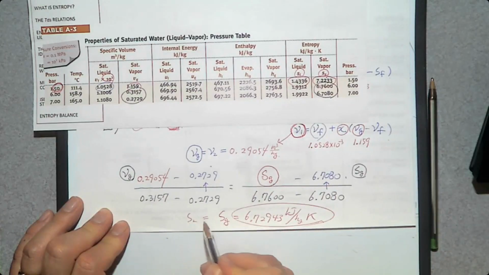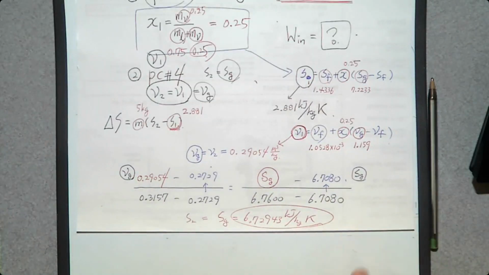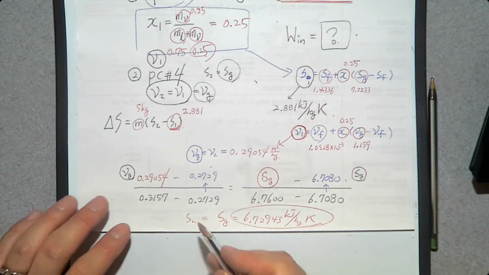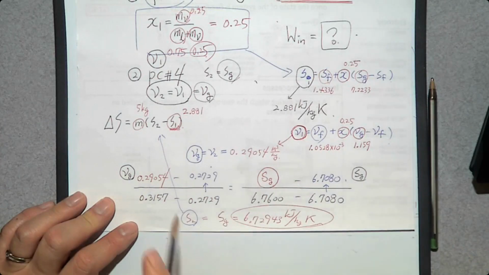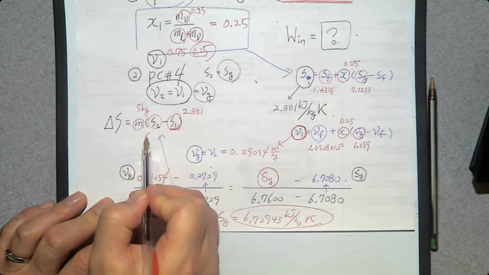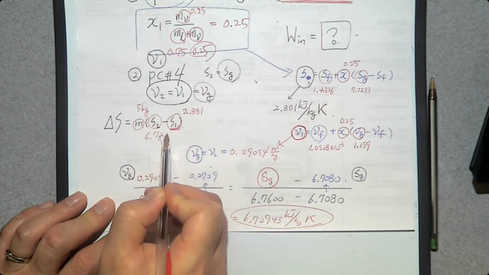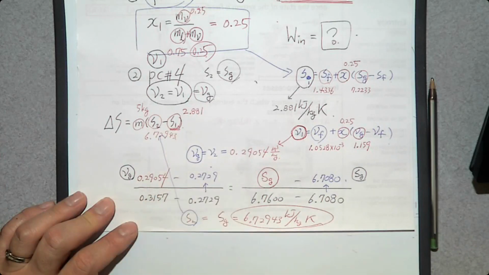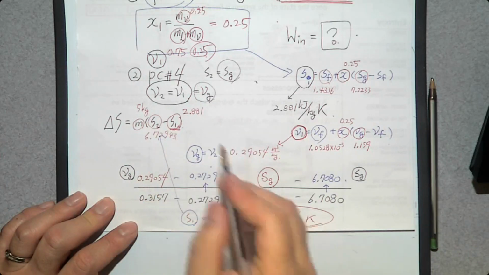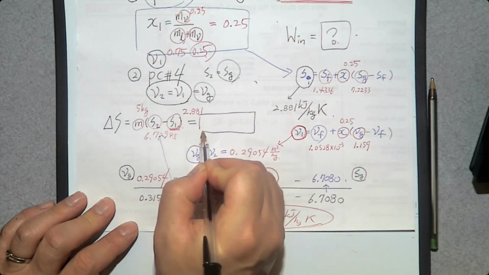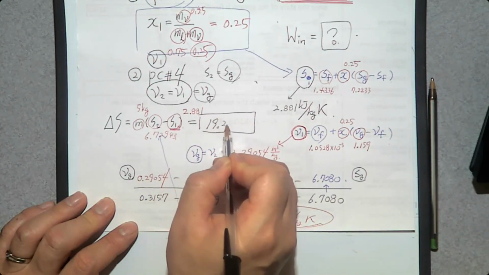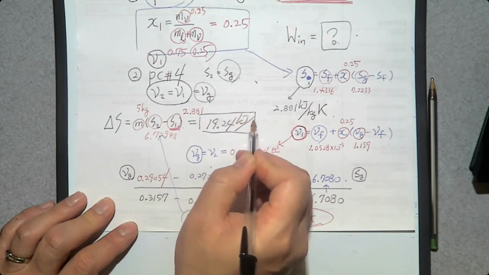That is S2. Then this number Sg, S2 goes here. S2 is going to be 6.72943. Now, can you determine the change in total entropy? Yes, we can. It is 19.24 kilojoule per Kelvin.